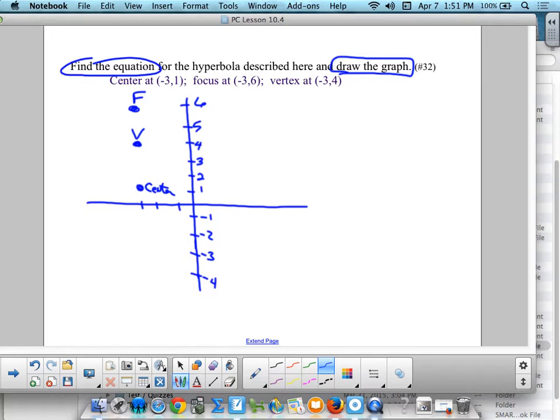So what does that tell you right there? It's a vertical transverse axis. Which tells me what comes first, X or Y? If it's a vertical transverse, what comes first? Y. Y comes first. It's going to be Y something squared.